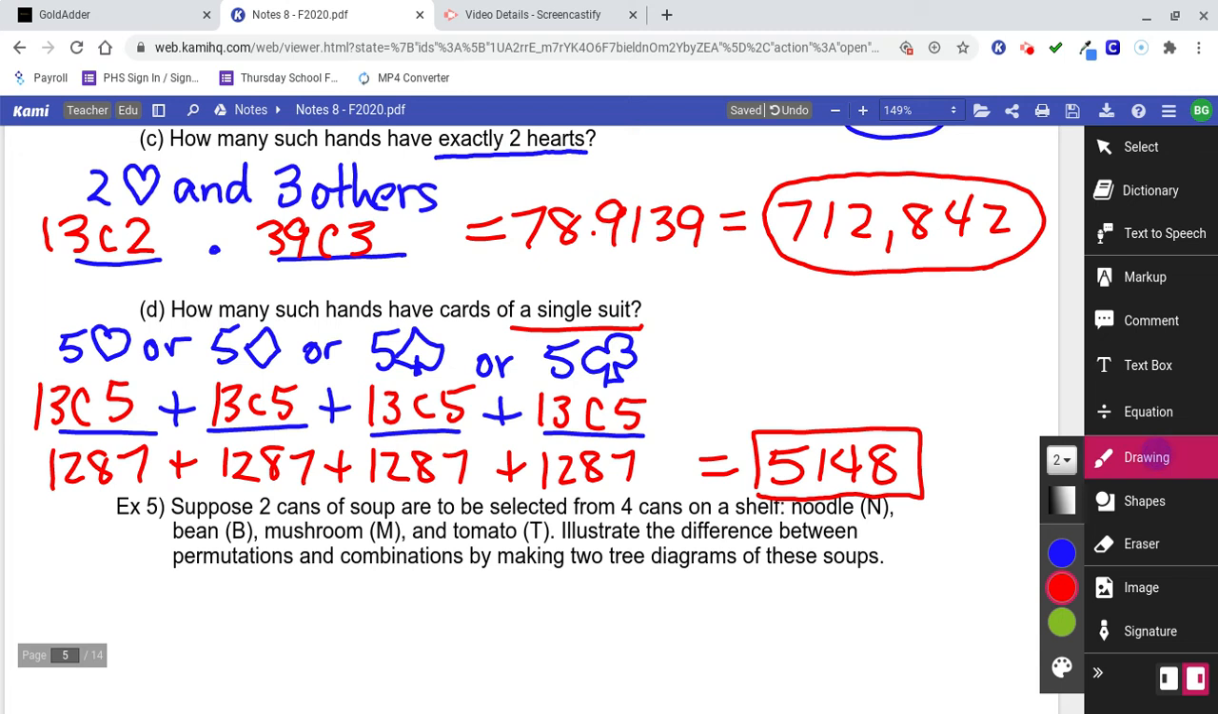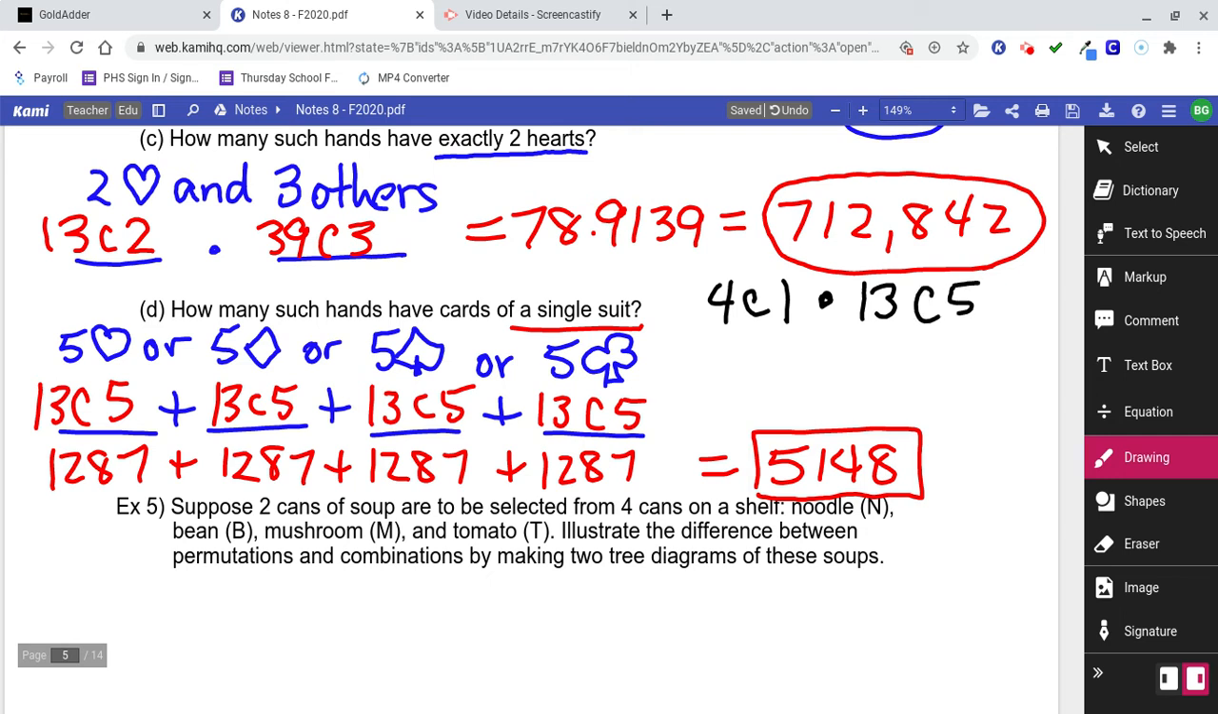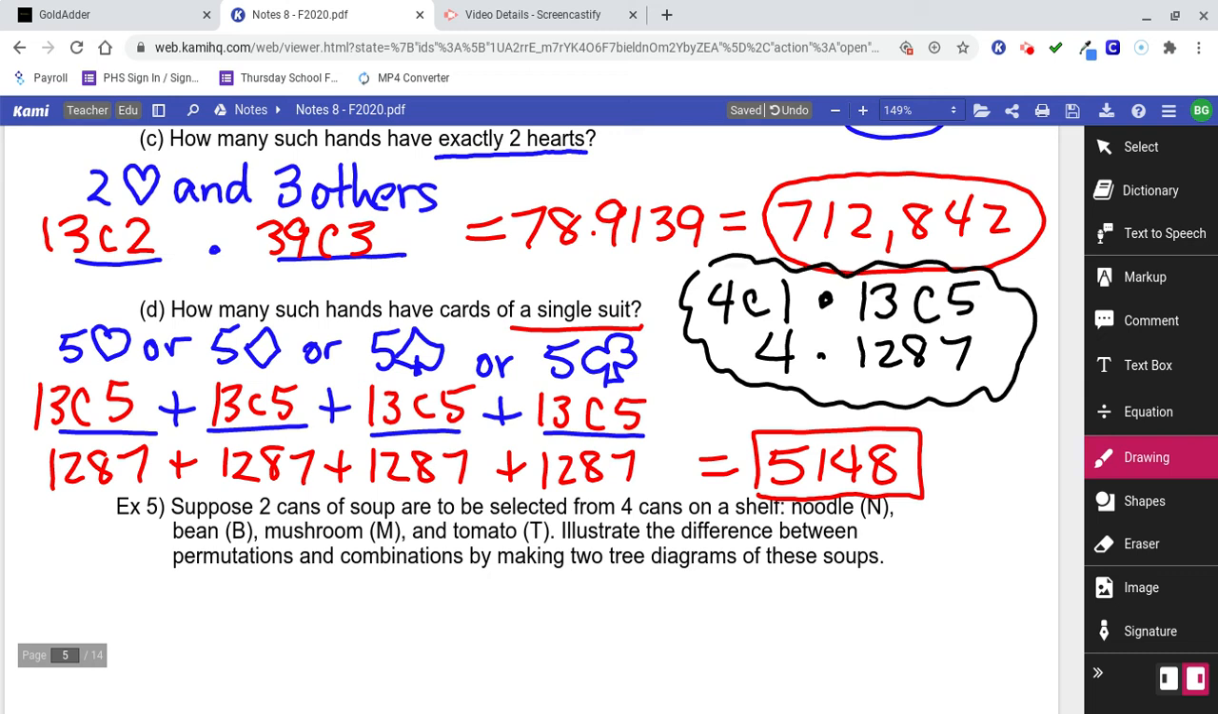Now, what you could have done, if you're really good at this, is say there are 4 suits, hearts, diamonds, spades, and clubs, and I'm going to choose one of those. Then once I've chosen one of the suits, I know there are 13 cards in that suit, and I'm going to choose 5 of them. That's going to say 4 times 1287. So if you're really good at that problem, you'll do it this way. But I think it's a lot more clear if you call it 5 hearts or 5 diamonds or 5 spades or 5 clubs. So either way.